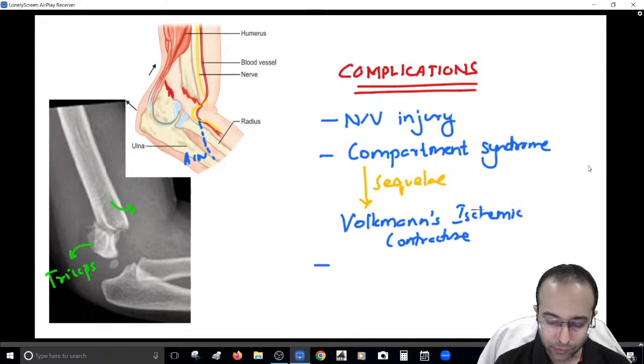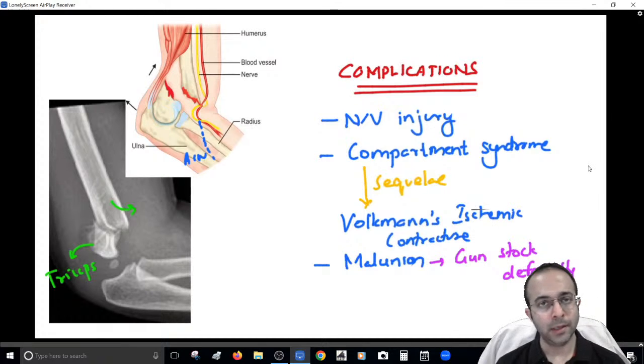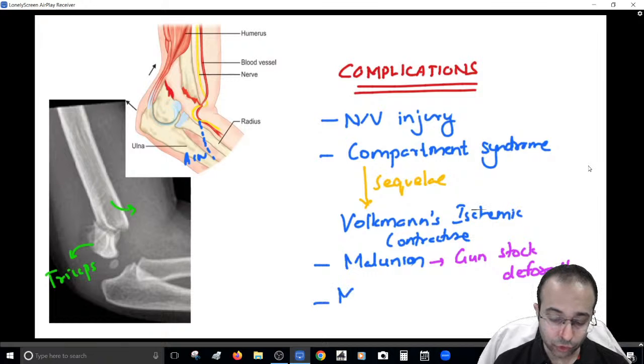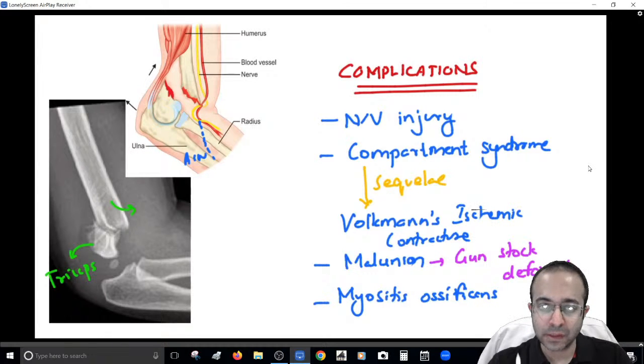Then this is that fracture where you can have malunion, fracture uniting in the wrong position, leading to that very very popular deformity in the elbow that you guys know as the gunstock deformity. And in this fracture we can also find another complication occurring around the elbow, that is myositis ossificans. So please be very clear with this list of complications in fracture supracondylar humerus. They've all been part of the NEET PG exam multiple times.